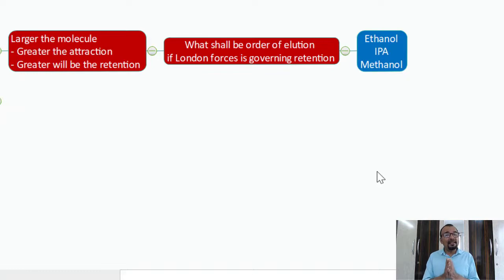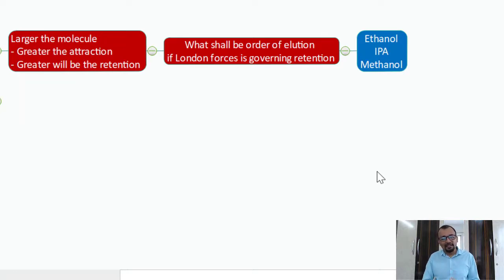Hence the IPA is going to have a good amount of interaction with the stationary phase. Then comes the ethanol and then comes the methanol. So the IPA will elute for a longer time, right? Then the ethanol will elute in between, and methanol, being the smallest amongst them, will elute very quickly out of the stationary phase.